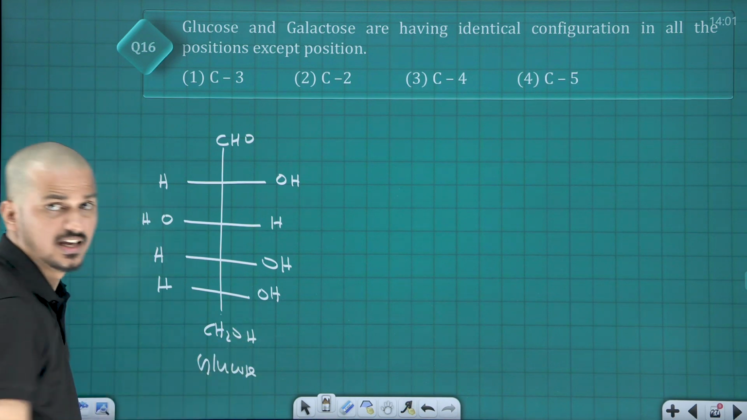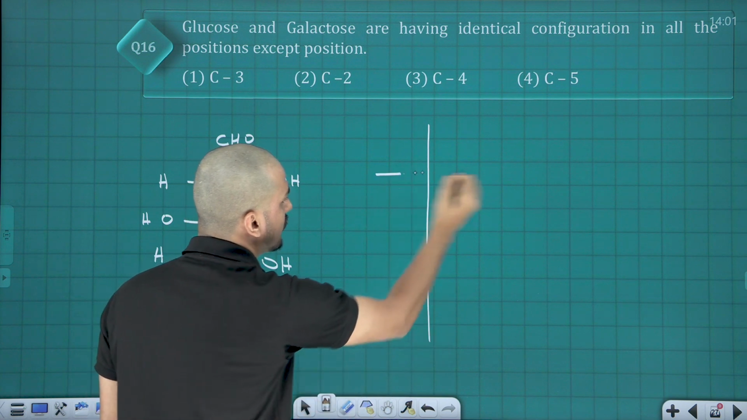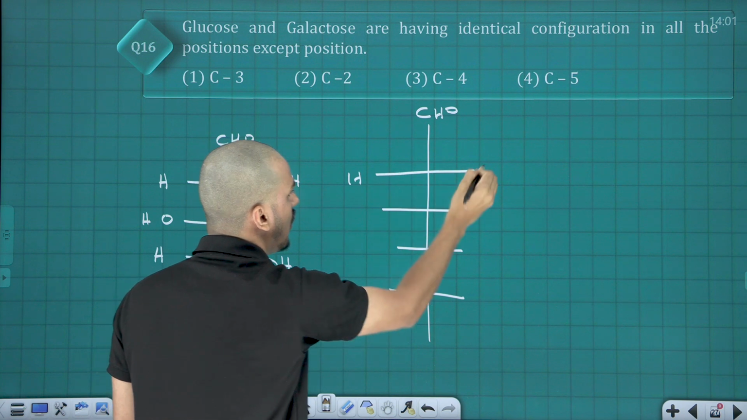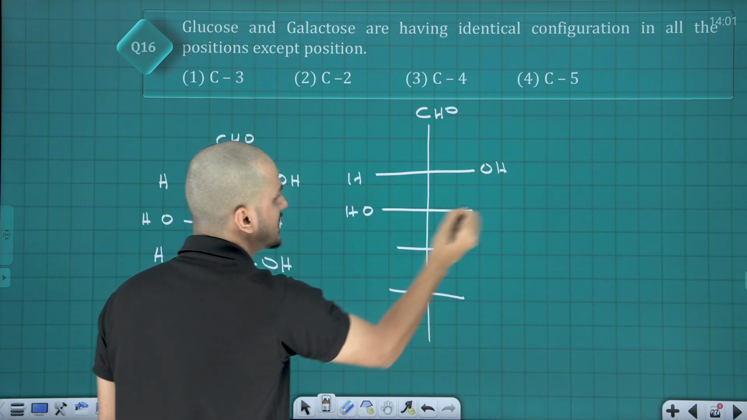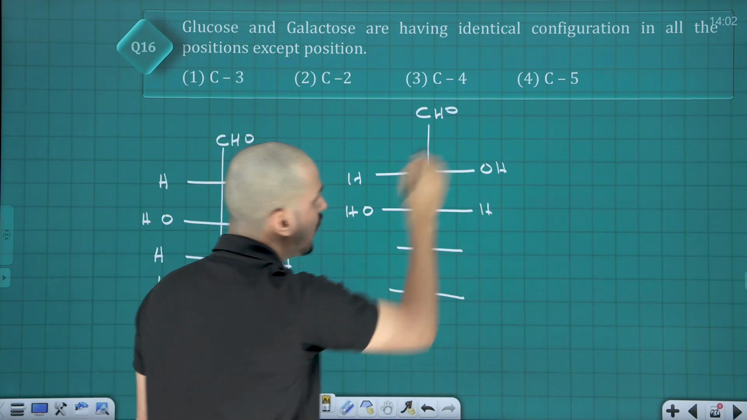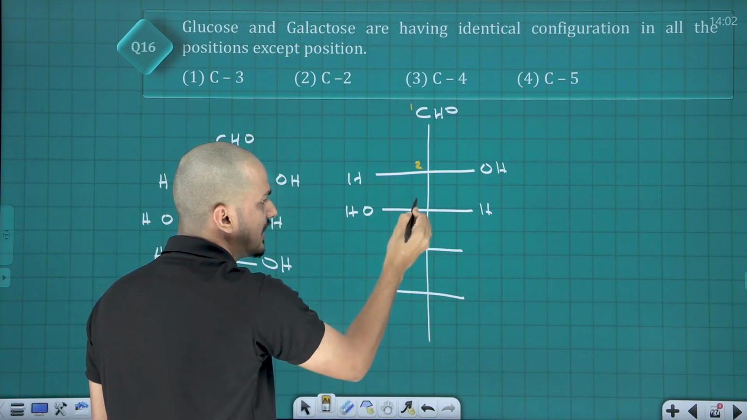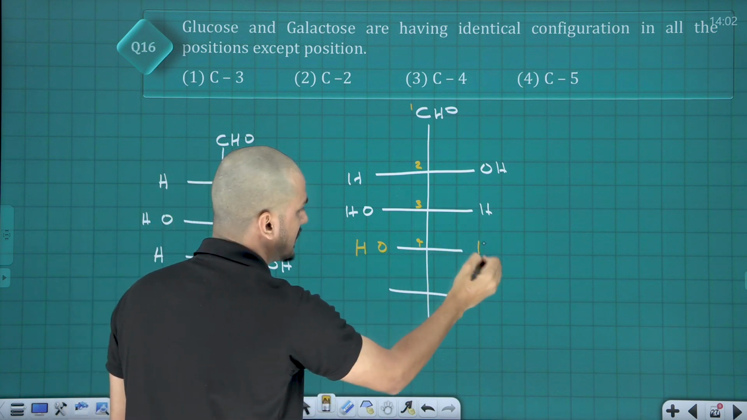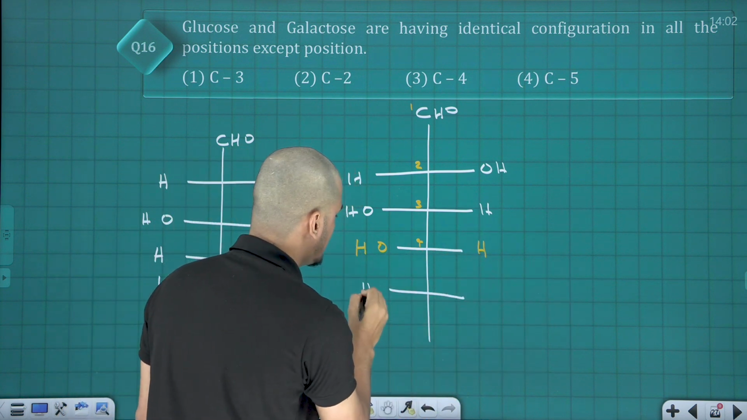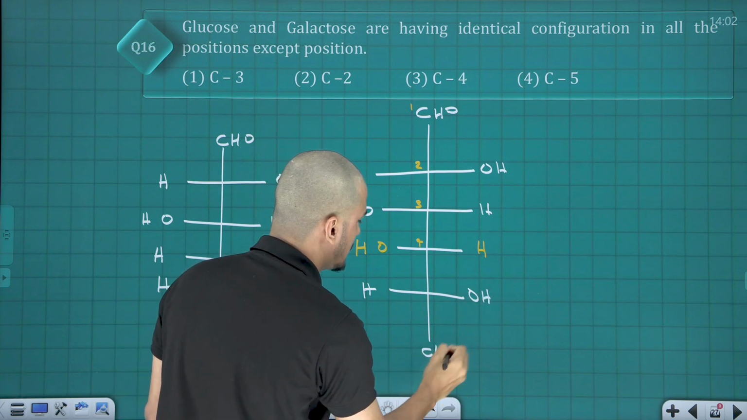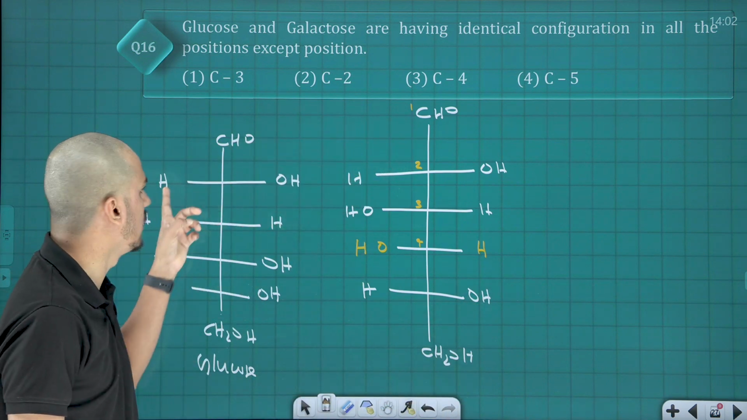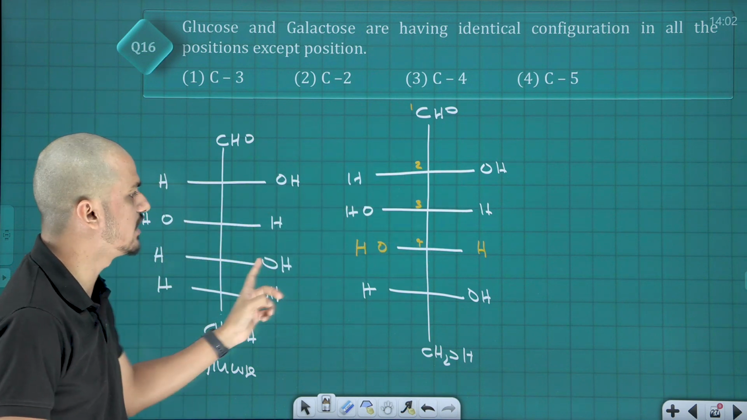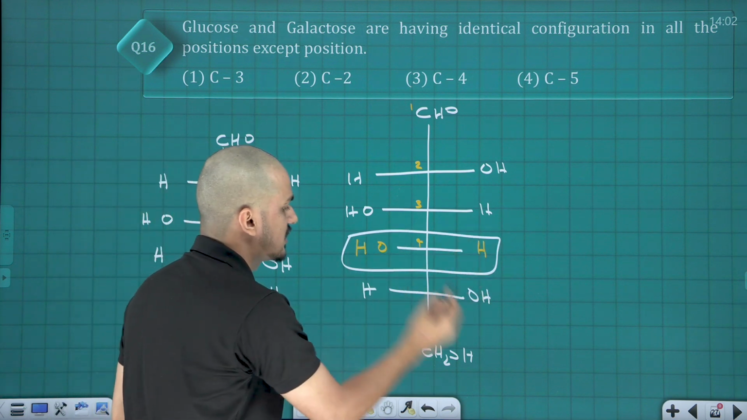In the case of galactose, listen to me very carefully. Here it is CHO, here HOH, then OH, H. And in the fourth carbon, this is first carbon, second carbon, third carbon, fourth carbon, here OH is coming and here H is coming. Remaining all same: H, OH, CH2OH. See? The first carbon is the same CHO, second carbon HOH, third carbon OH, H, and the fourth carbon here HOH, here OH.